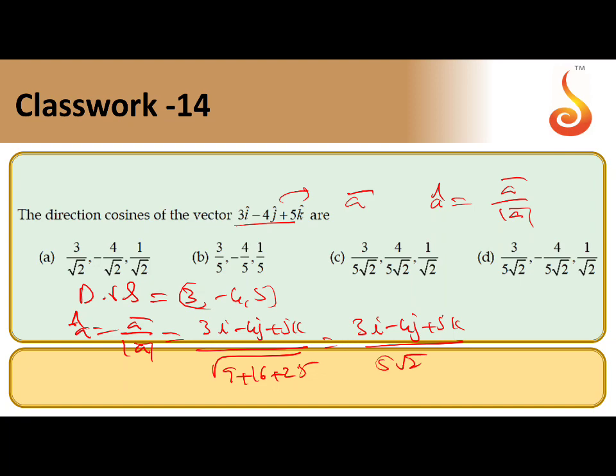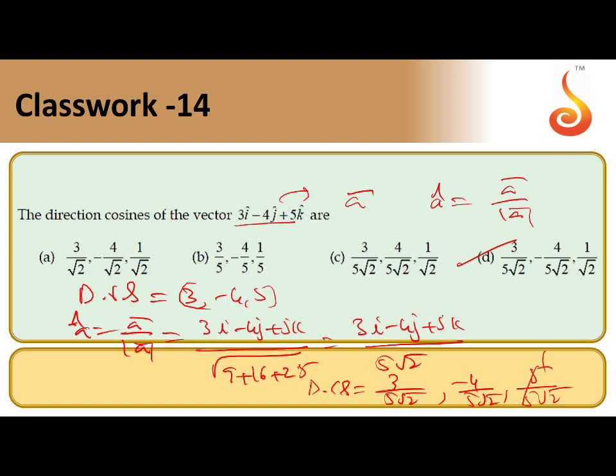3 by 5 root 2, minus 4 by 5 root 2, then 5 by 5 root 2. So therefore DCs are 3 by 5 root 2, minus 4 by 5 root 2, and 5 by 5 root 2. Here 5 is cancelled. What is left out? 3 by 5 root 2, minus 4 by 5 root 2, and 1 by root 2. Which option is matching? Option D is matching.